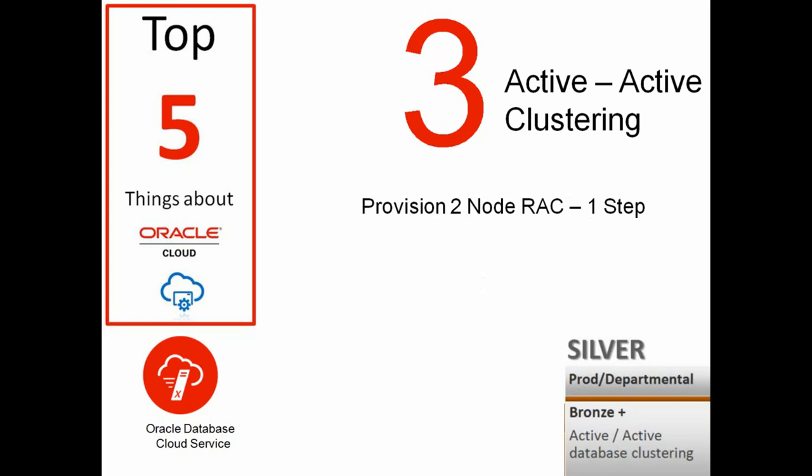Number 3, we are talking about active-active clustering with rack. So with the Database Cloud Service, you're able to provision a 2-node rack with a single step. And by this, you get to the silver level where you're able to achieve active-active local high availability with real application clusters.